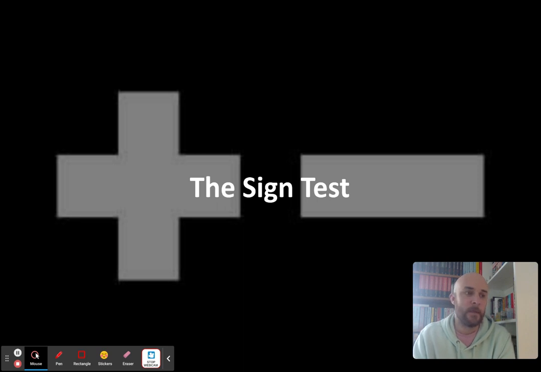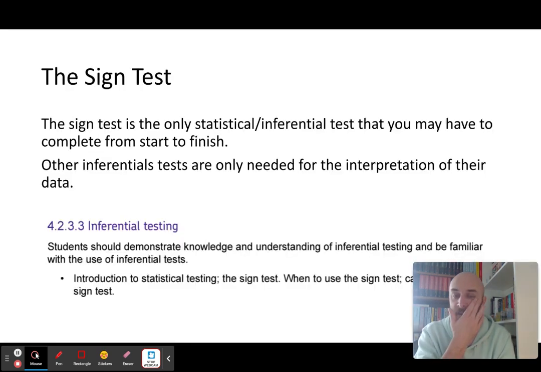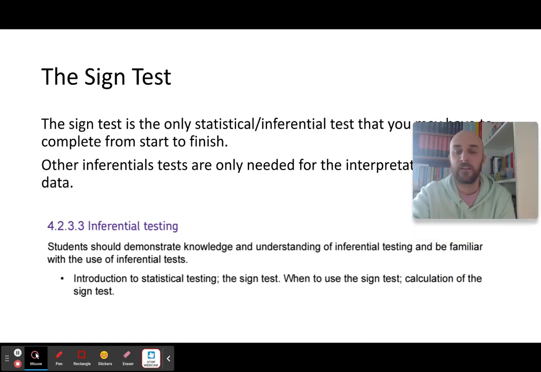So let's begin. Okay, so as mentioned, it's the only thing you have to do from start to finish, and you can kind of see this in the specification. This is the section for statistical testing. Students should demonstrate knowledge and understanding of inferential testing and be familiar with the use of inferential tests. What we mean, and I cover this in another video, is that inferential tests are essentially stats tests.